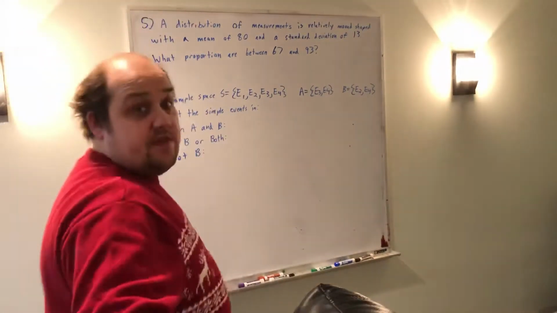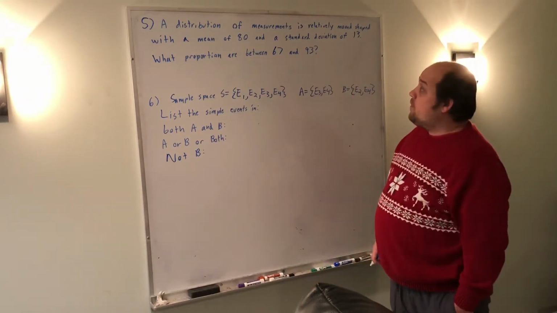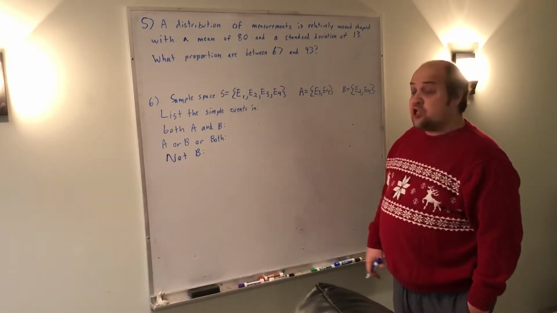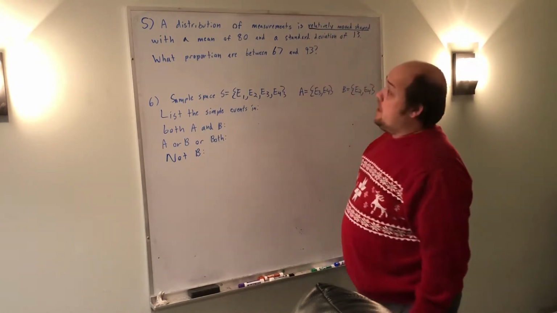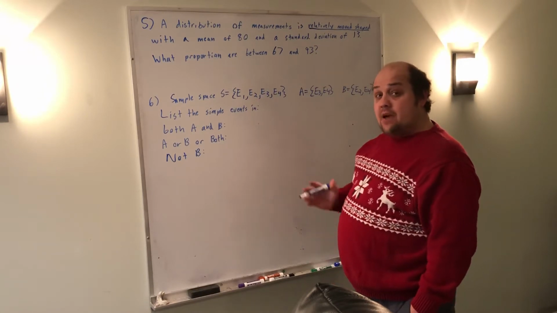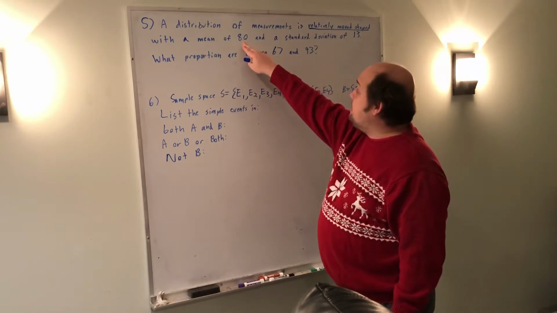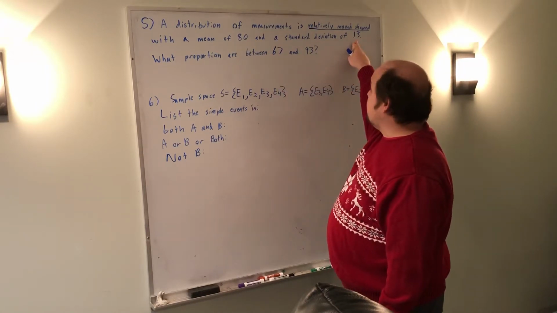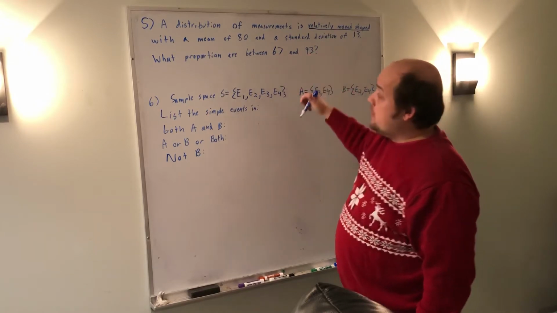Question number 5 either deals with the empirical rule or Chebyshev. So the first thing I need to do is identify which column I'm in. Here, because it says it's relatively mound-shaped, I know that I'm using the empirical rule column. I now need to figure out how many standard deviations I went in each direction. So it tells me that we have a mean of 80 and a standard deviation of 13. We're looking for between 67 and 93.